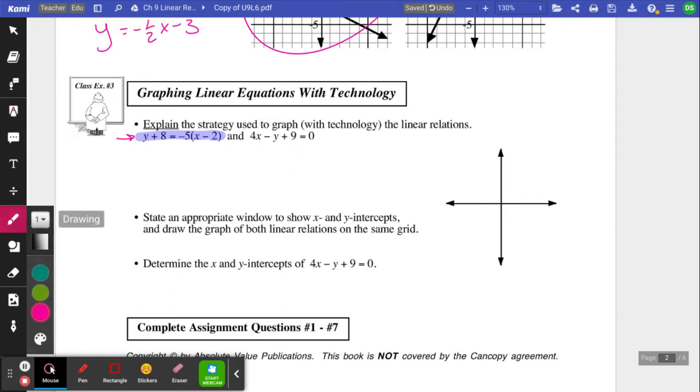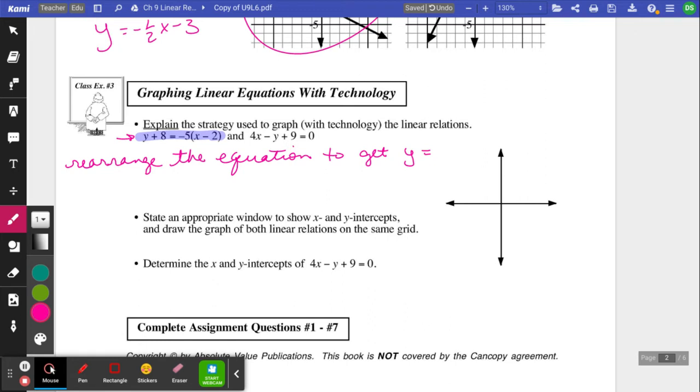So get your pencil out. Let's go. We're going to rearrange the equation to get y equals. That's what you want to do because you have a calculator that says y equals and then you can type stuff in. You can't type in y plus 8. You can't do that, okay? You have to get it to y equals. All right.